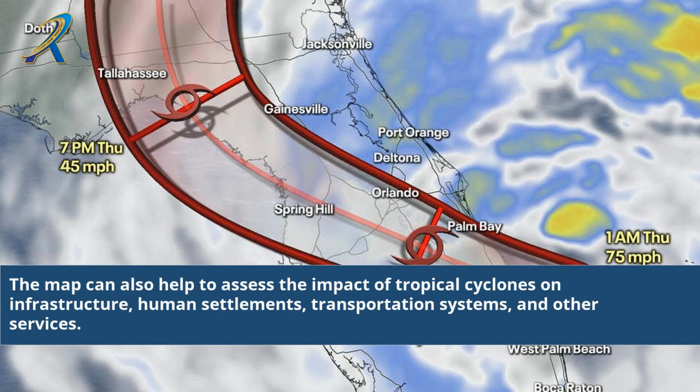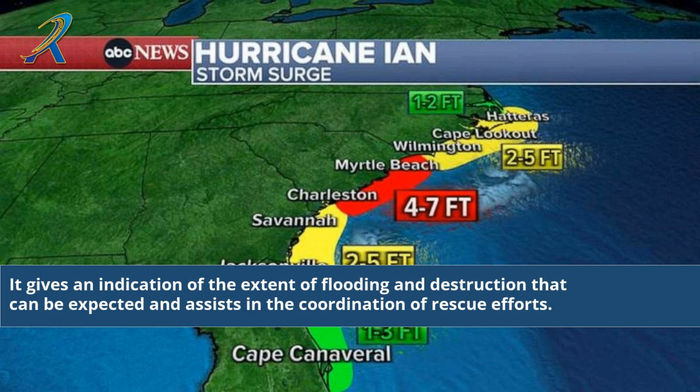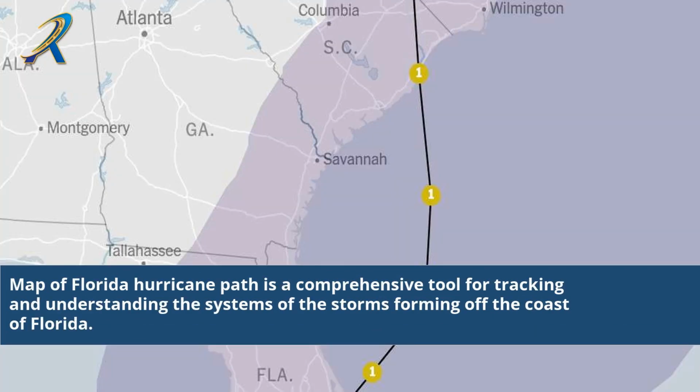The map can also help to assess the impact of tropical cyclones on infrastructure, human settlements, transportation systems, and other services. It gives an indication of the extent of flooding and destruction that can be expected and assists in the coordination of rescue efforts. Map of Florida hurricane path is a comprehensive tool for tracking and understanding the systems of the storms forming off the coast of Florida.